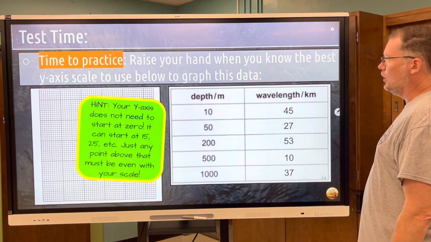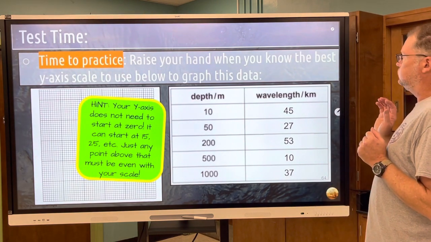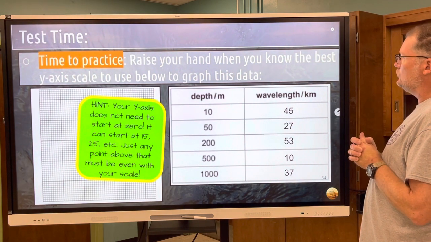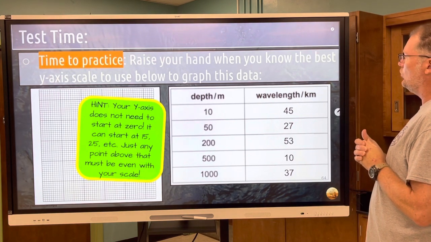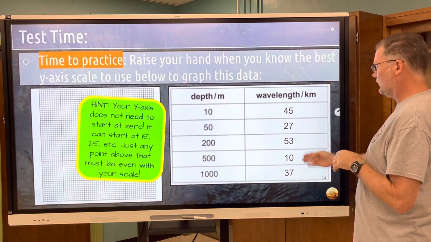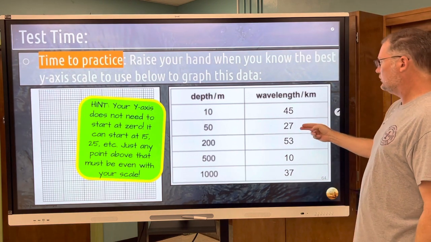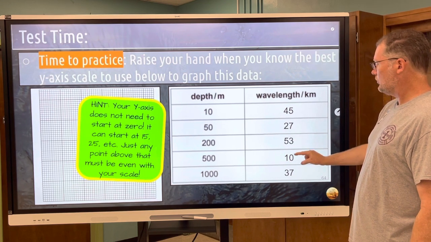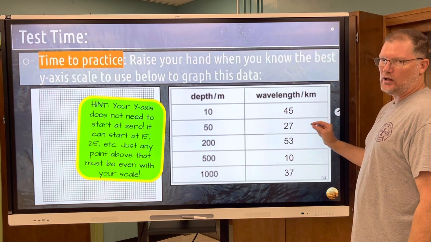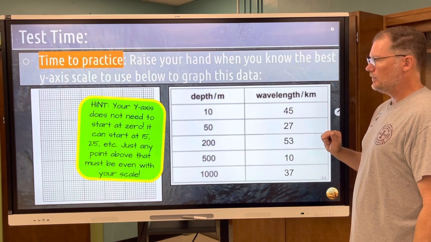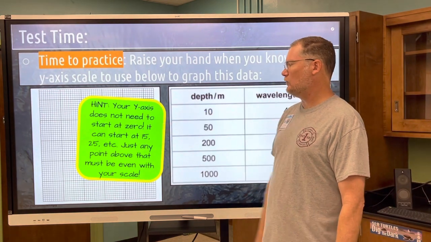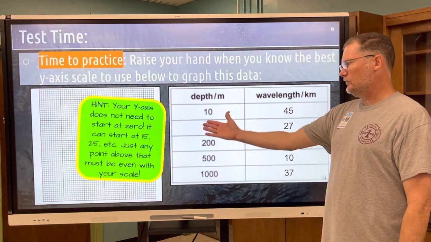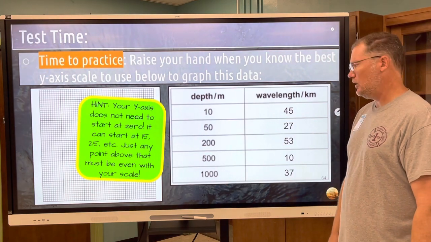Okay, so, yeah, take a moment and use, how would you know what the proper y-axis scale on this graph would be, okay? Now it's a little mixed up, so you have to find the smallest number and the largest number and do that math, okay? And hint, your y-axis does not need to start at 0. We said that before. It could start at 15, 25, or any other number you need.